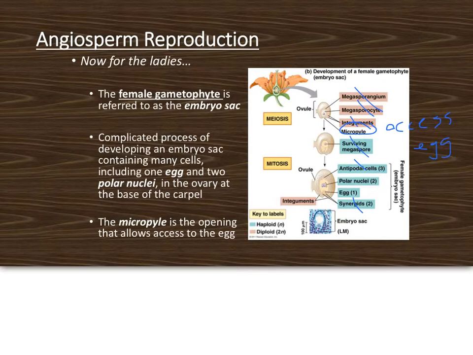And then more importantly, the embryo sac is going to contain 3 cells. 1 egg, you see here, 1 egg and 2 simple cells called polar nuclei. So, got an embryo sac, it's got 3 cells inside, an egg and 2 polar nuclei, and it's got an opening called a micropyle. And those sperm from the pollen grain are going to try to get into this embryo sac.